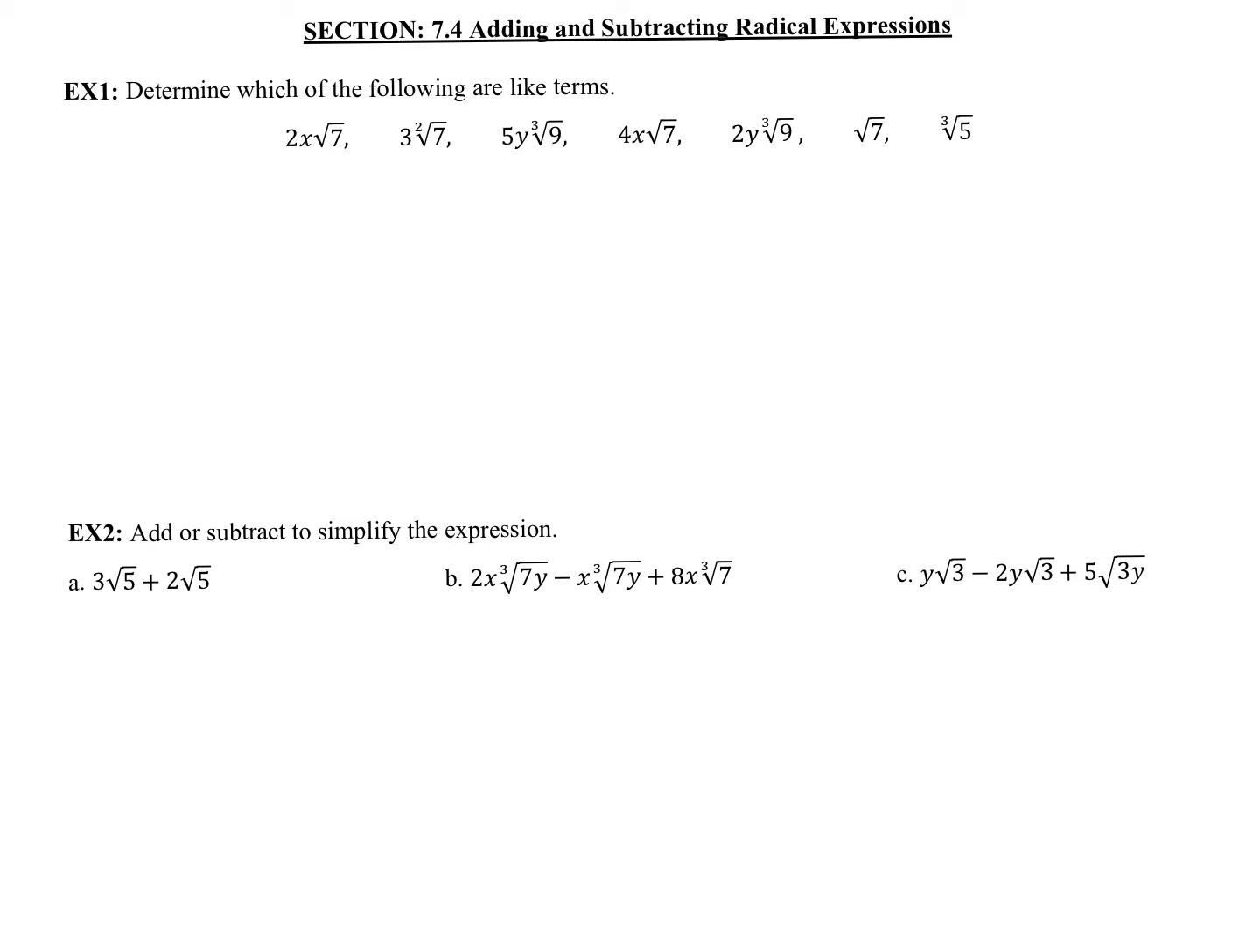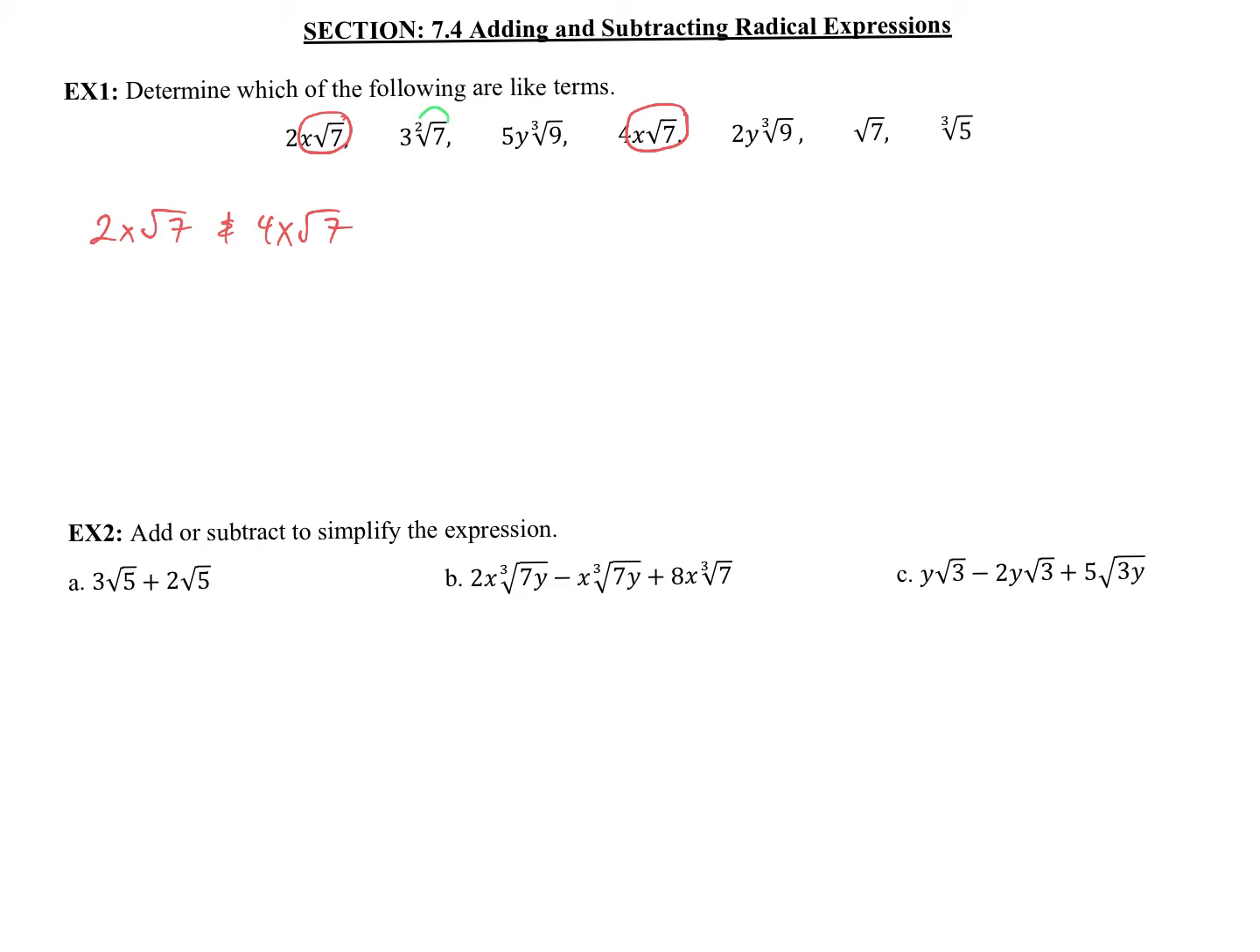Alright, so let's see. We have 2x root 7. I'm going to search for any other x root 7s. Ooh, I found one. And that's it. So 2x root 7 and 4x root 7 are like terms.